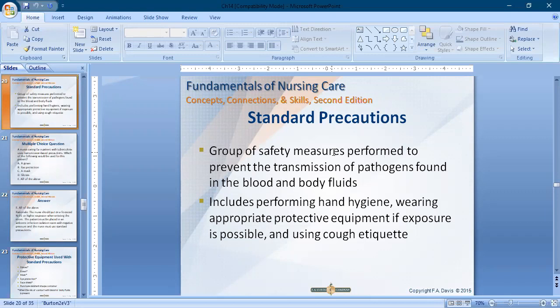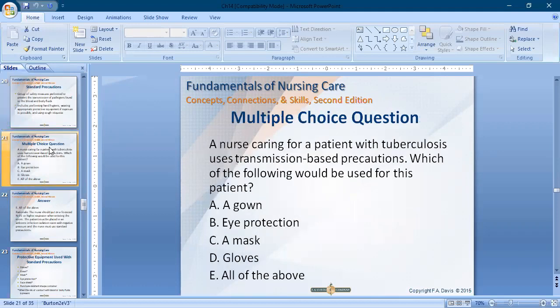Now, the group of safety measures performed to prevent the transmission of pathogens. How do we do this? Just washing hands, wearing gloves, wearing a gown, and wearing appropriate protective equipment can prevent you from being exposed to the organism. Now go to a question here.